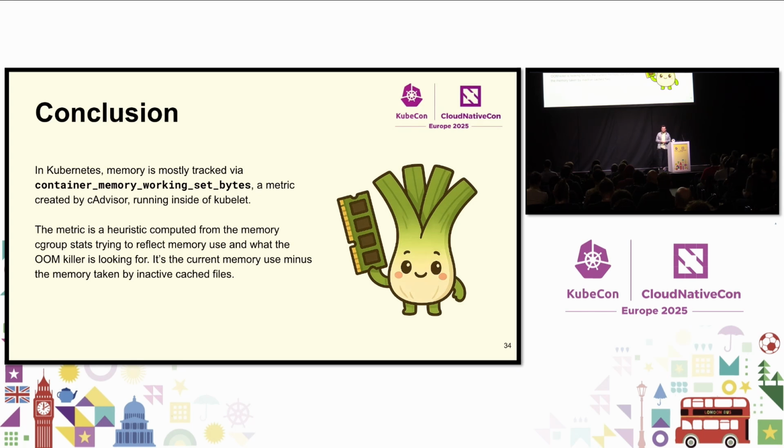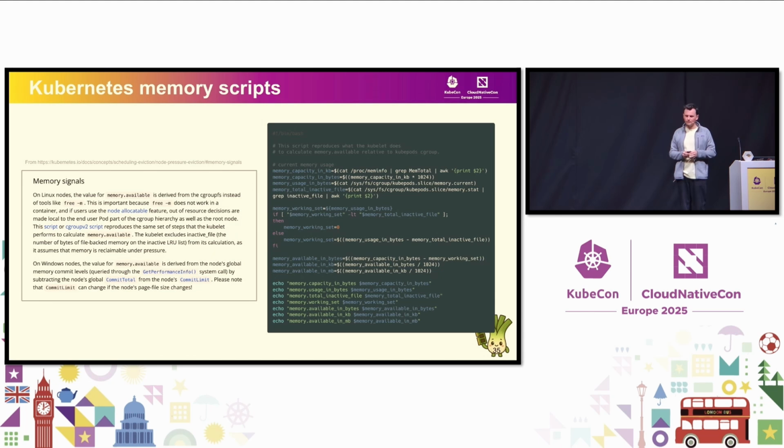I just wanted to mention a bunch more things here. I found some nice scripts in the Kubernetes documentation. If you are in a situation where you can't dive into the cgroups and read everything and do the math by yourself, you can use these little scripts that they made to check the main cgroups and see the working set bytes, the inactive files, and everything.